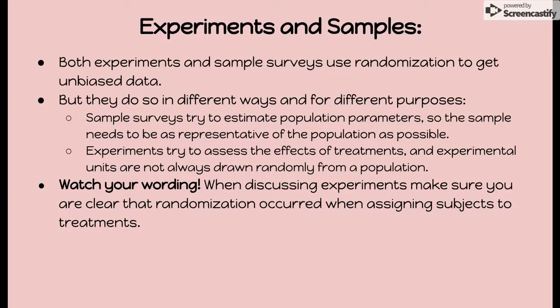Okay, so on to experiments and samples. Both experiments and sample surveys use randomization to get unbiased data, but they do so in different ways and for different purposes. Sample surveys try to estimate population parameters, so the sample needs to be as representative of the population as possible. And experiments try to assess the effects of treatments, and experimental units are not always drawn randomly from the population. With this, just make sure to watch your wording when discussing experiments.